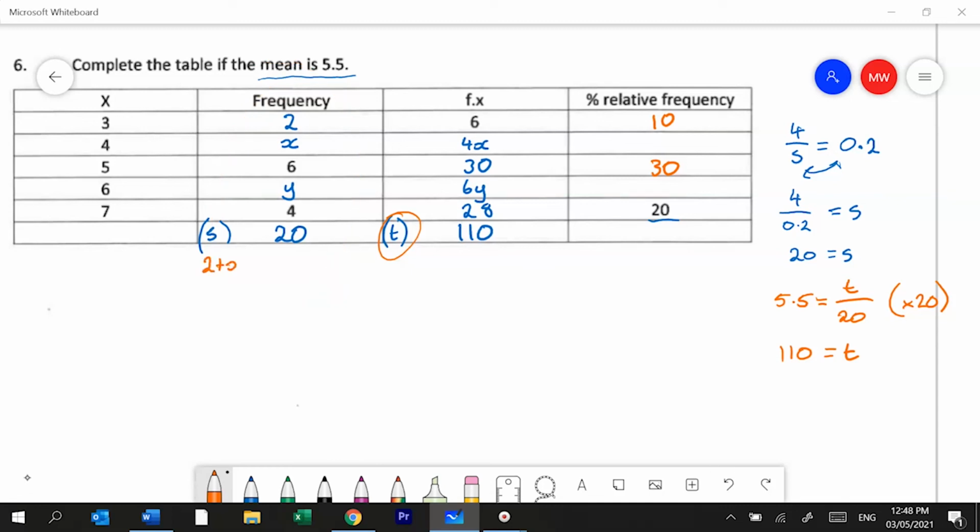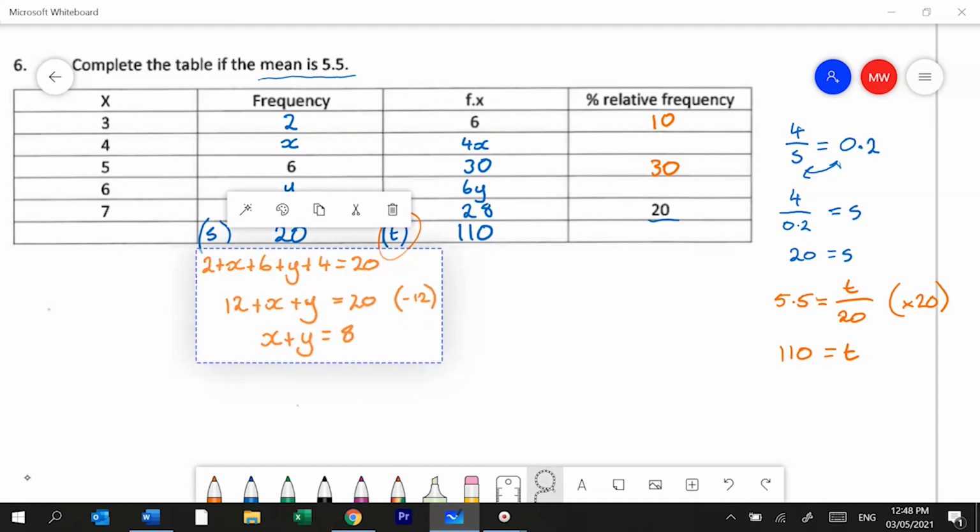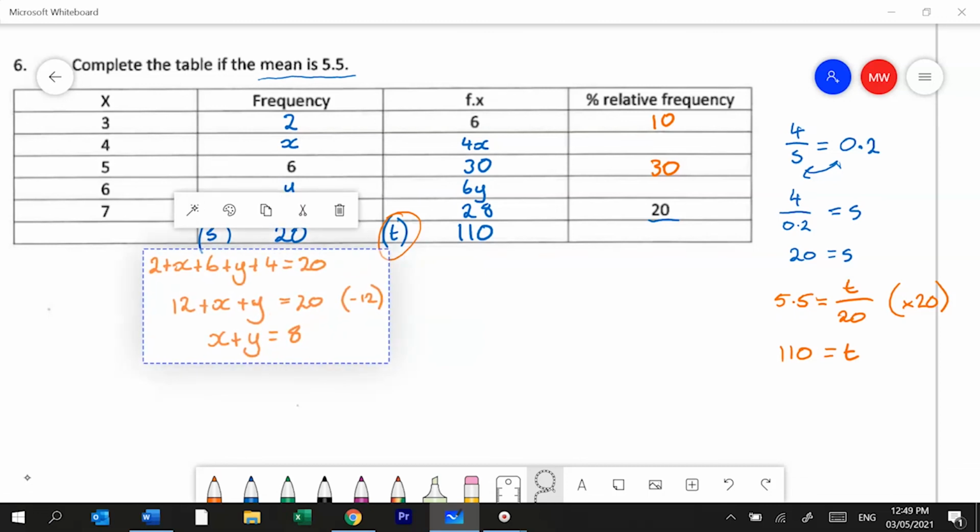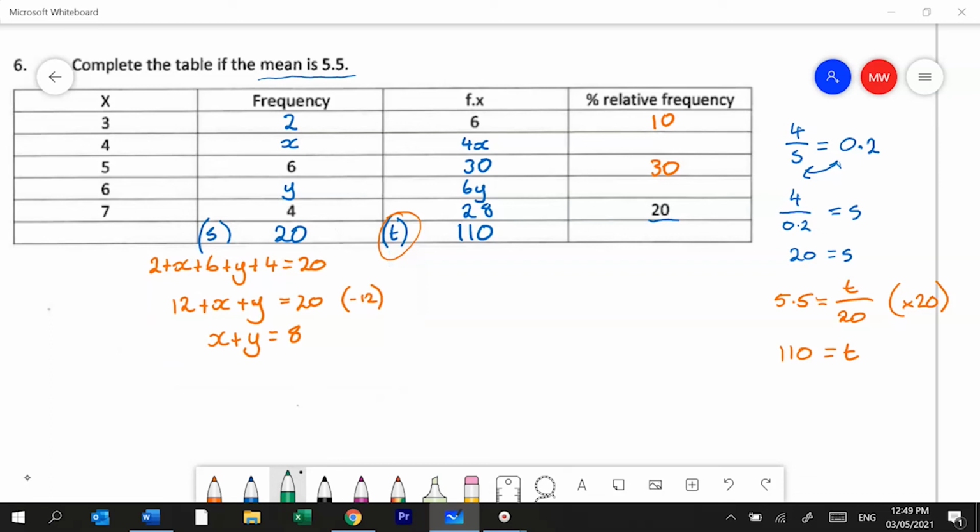2 plus x plus 6 plus y plus 4 equals 20. Collect up your like terms. So we've got 2 and 6 and 4 makes 12. Still got an x, still got a y. Bit of balance method or transposition. We'll take 12 from both sides. x plus y makes 8. Right, just move that over a bit so we don't get confused, or use a new colour.